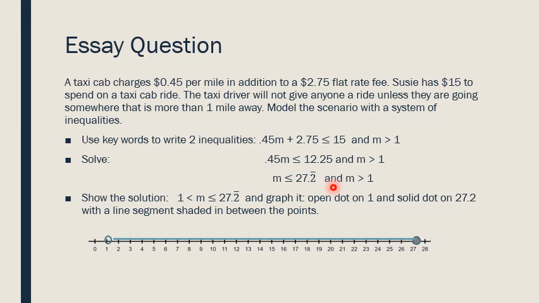The reason why I'm not graphing this on the coordinate plane is because I've only got one variable, and that's the number of miles. So the solution is 1 is less than the miles is less than or equal to 27.2 repeating. And then I'm going to graph it by putting an open dot on 1 because there's no equal portion to the inequality sign, a solid dot on 27.2, and then I'm going to graph the area in between. She can take the taxi any number of miles in between 1 and 27, and she would be able to spend less than $15, and it would be more than 1 mile.